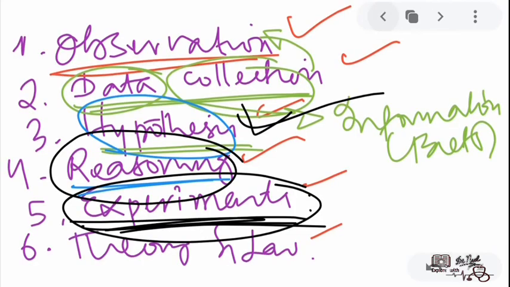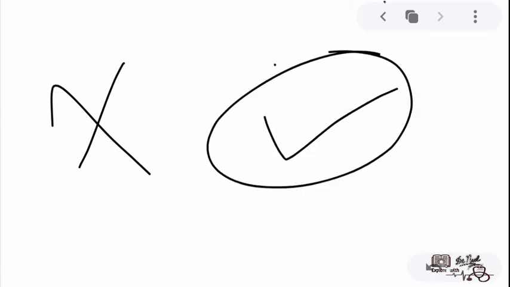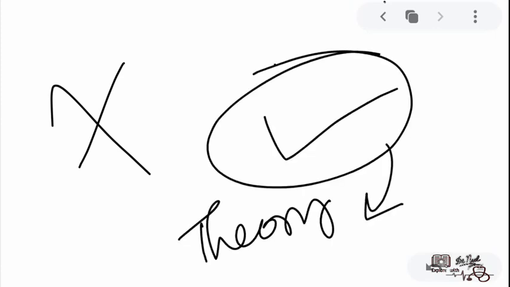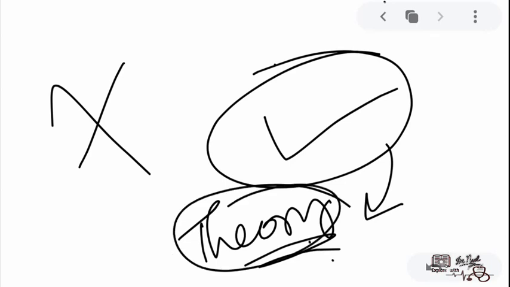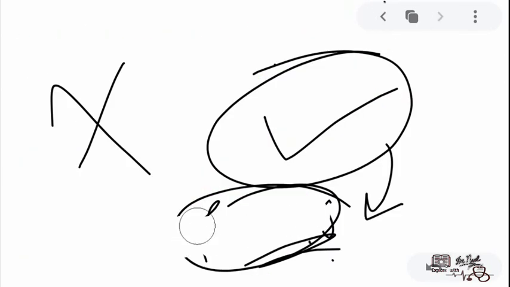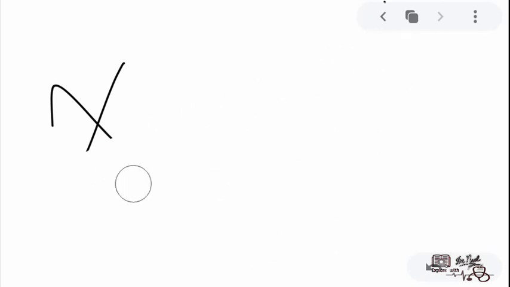But if the hypothesis has been proved to be true after a series of experiments, in that case that hypothesis is converted into a theory. Once the hypothesis has been converted into a theory, still the theory is subjected to a lot of experiments and a lot of observations. It can be falsified at any time. If the theory is falsified after a lot of experiments, then definitely it is rejected altogether.